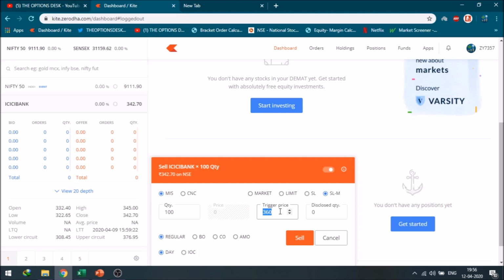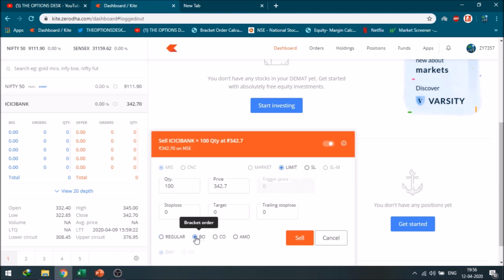So there might be a chance that my order gets executed at 370, 380, but it will always get executed above the trigger price for the selling side. So below the trigger price for the buying side and above the trigger price for the selling side. Now you have understood everything. So this is the regular order. Now let's move to the bracket orders.